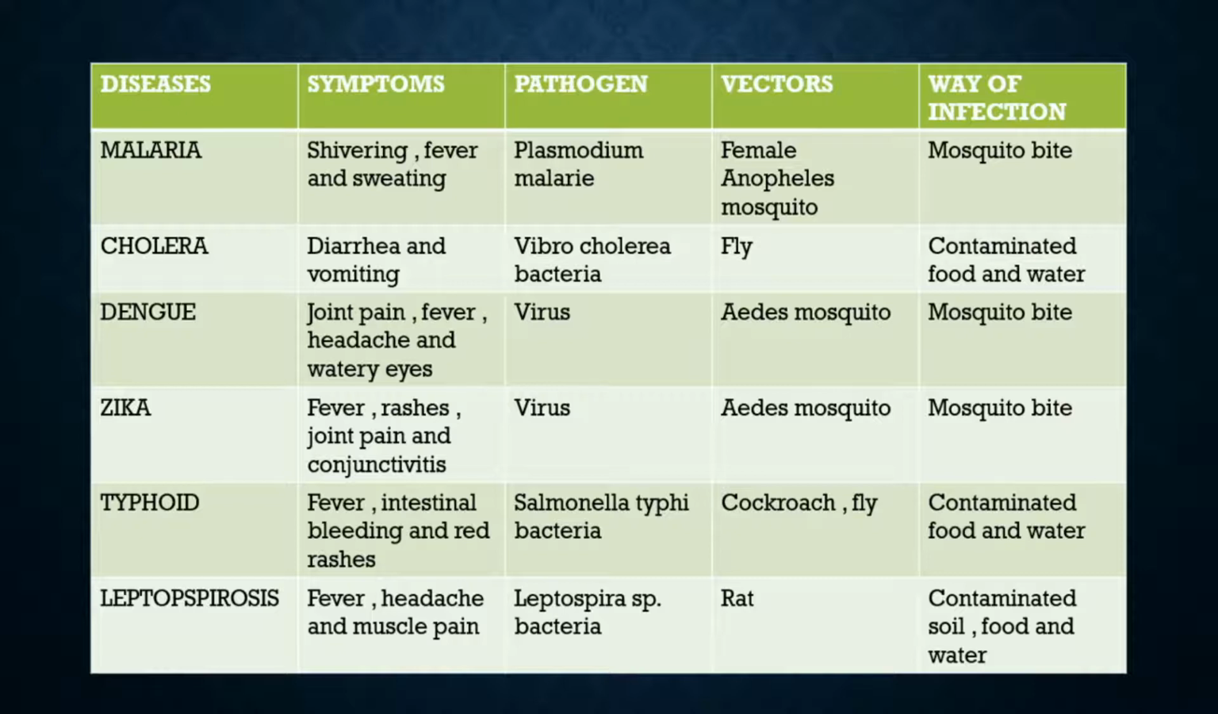Typhoid. The symptoms are fever, intestinal bleeding, and red rash. The pathogen is Salmonella typhi bacteria. The vectors are cockroach and fly. The way of infection is contaminated food and water. The last one is leptospirosis. The symptoms are fever, headache, and muscle pain. The pathogen is Leptospira sp. bacteria. The vector is the rat. The way of infection is contaminated soil, food, and water.